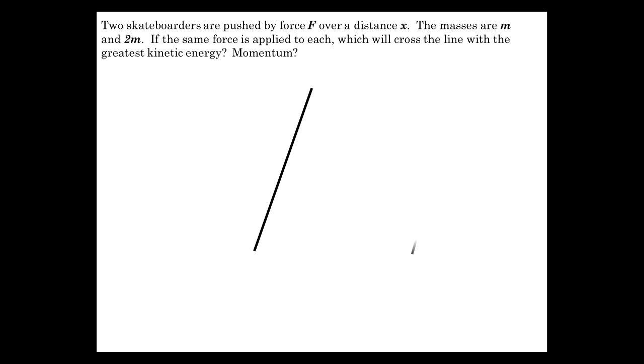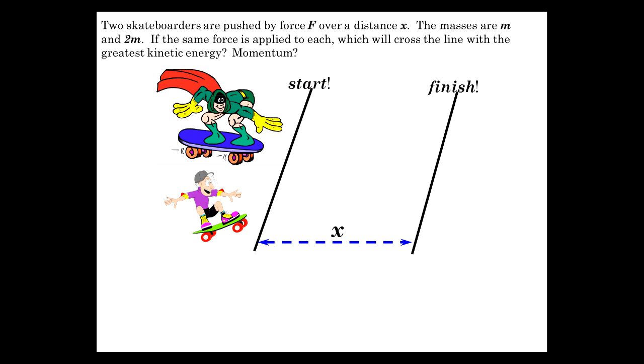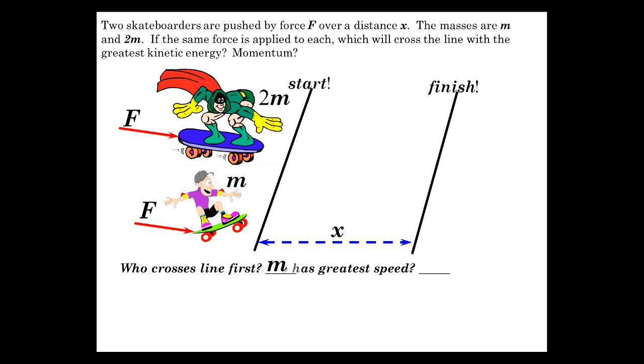Well, let's consider our ideas of momentum and kinetic energy and apply it to a skateboarder race across an interval of distance x. There they are. One is 2m and one is m. The same force will be applied to both of these dudes. All right, and we're going to decide who has the greatest kinetic energy and who has the greatest momentum. Should be fun. Well, who crosses the line first? Probably don't have to consider that too long before you realize that the little one will cross the line first.